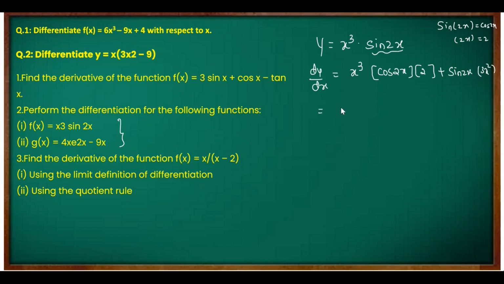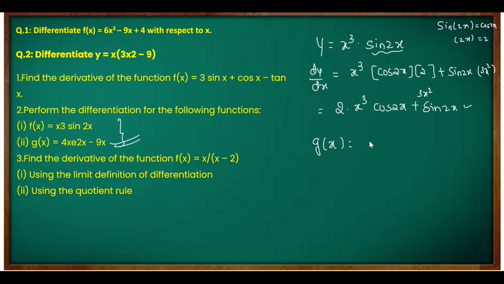Correct. So how will you simplify? First write the number 2. Then you write x cube. Then you write cos 2x. Plus we have sine 2x there. 3x square sine 2x. First write 3x square, then write sine 2x. That's it.